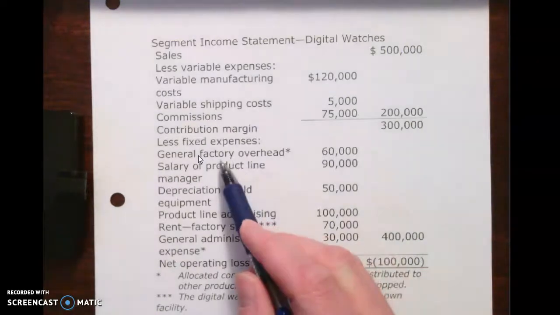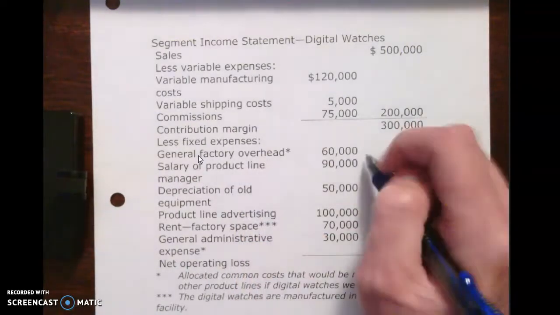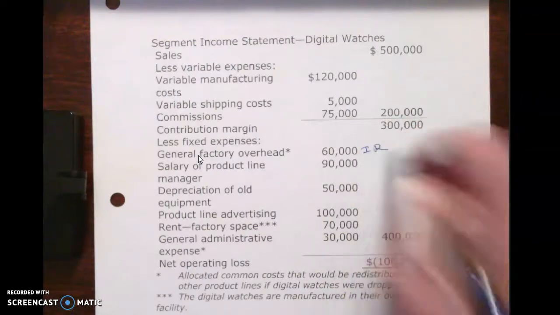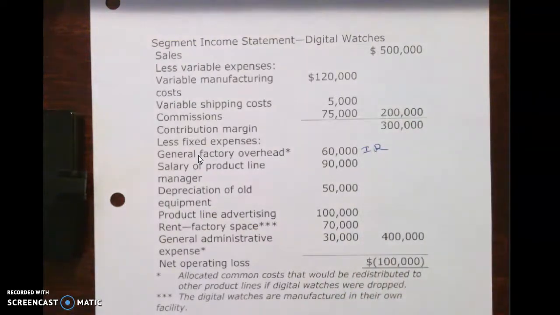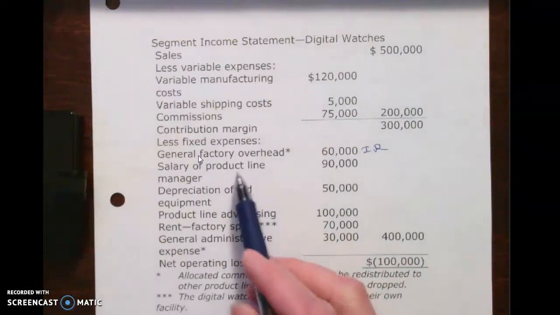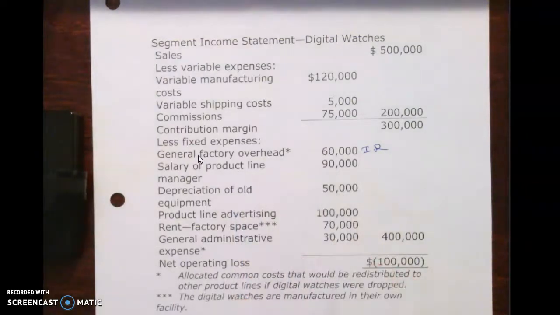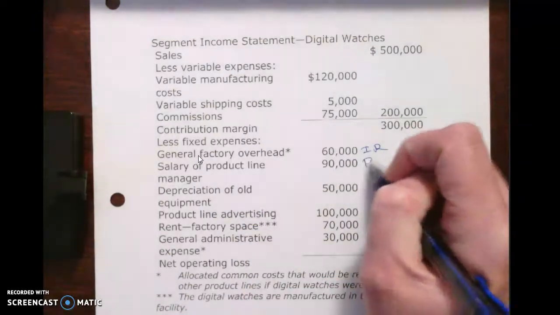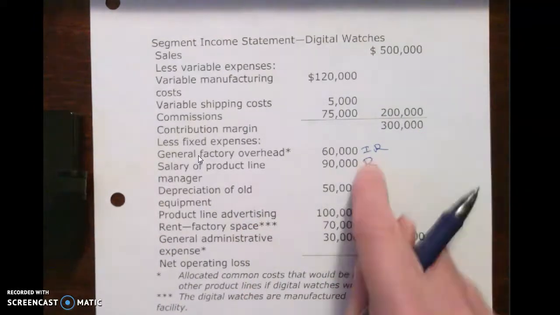So we can say our general factory overhead is going to stay because it gets shifted to other product lines. So I'm going to say IR, irrelevant. Salary of the product line manager. We're pretty ruthless, and what we're going to say here is if we get rid of the product line, we have to get rid of the manager. In reality, that's not always the case, but here that's what we're saying.